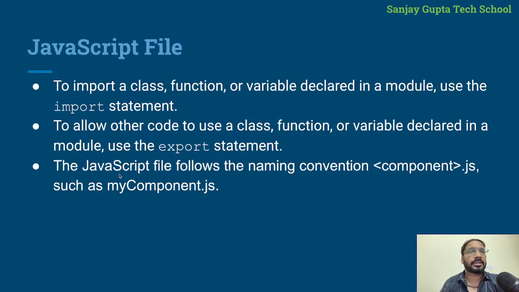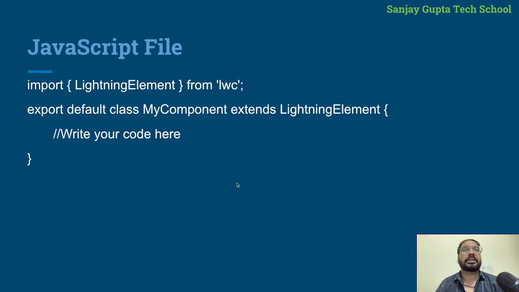Right, so next is the JavaScript file follows the naming convention component.js, such as myComponent.js. So the HTML file and JavaScript file are created automatically. For the naming convention, you don't need to worry much, because whenever you create any component, it will be created automatically. So this is the syntax of the JavaScript file. I think this is very much straightforward. Whatever code you need to write, you will be writing inside the class.